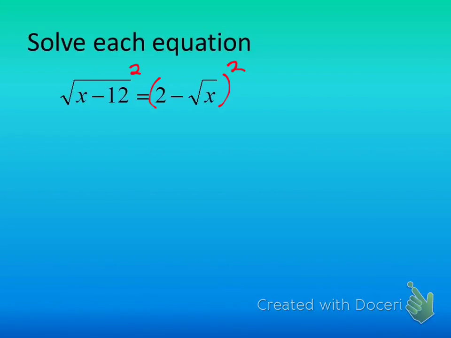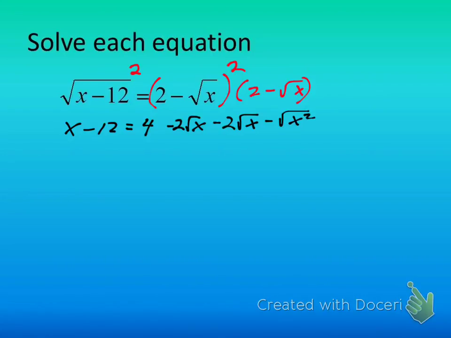Now, the left side goes to x minus 12. Okay? When you FOIL out the right side, I should have written that out. 2 minus square root of x. When you FOIL out the right side, 2 times 2 gives you 4, minus 2 square root of x, minus 2 square root of x, plus square root of x squared.